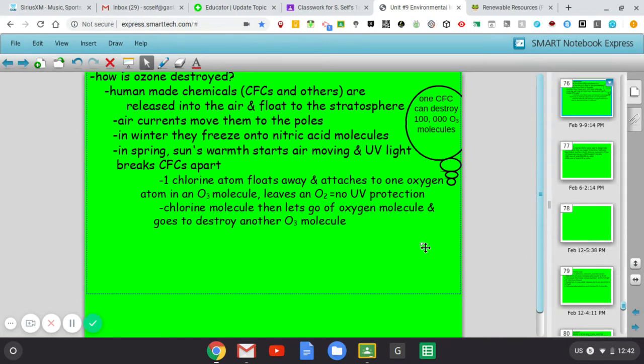Basically, what it does is the CFCs go into the atmosphere, they attach to an ozone molecule, and it breaks it down. So if the ozone molecule has 3 oxygens, it's going to break it down into just oxygen, O2, and then it's going to take one of the oxygens itself. So it's just going to leave oxygen. Oxygen itself has no UV protection, so it doesn't block any radiation from the sun. So that's why they are so damaging to the environment and to the atmosphere.